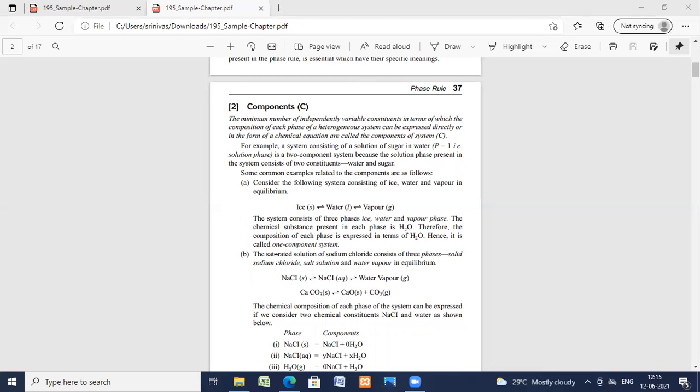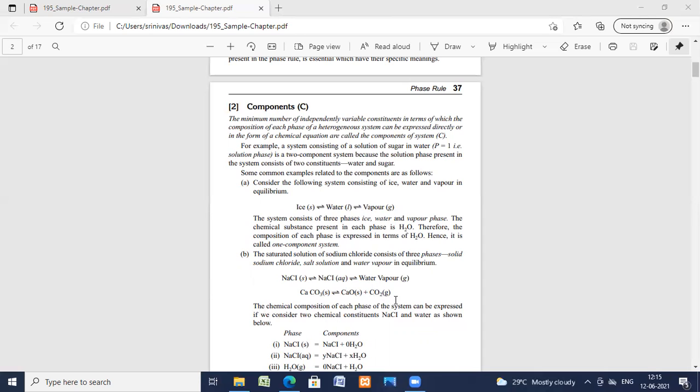You can take an example of saturated solution of sodium chloride. It consists of three phases: solid sodium chloride, salt solution, water vapor in equilibrium. See, NaCl solid in equilibrium with NaCl aqueous. It is in equilibrium with water vapor. Similarly, you take calcium carbonate. That's solid. It is in equilibrium with calcium oxide and carbon dioxide gas.